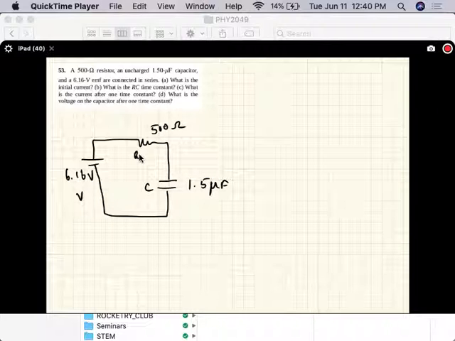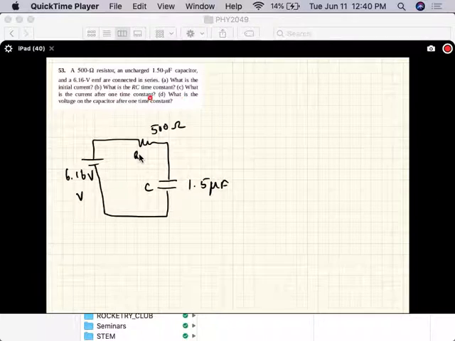Okay. What is the initial current? What is the time constant? What is the current after one time constant? What is the voltage on the capacitor after one time constant? Okay.